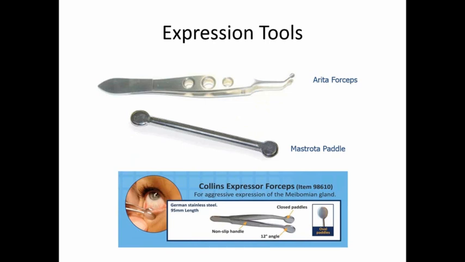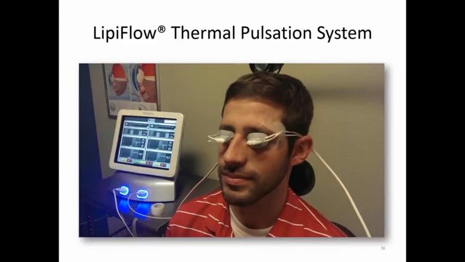It was invented by Kathy Mastrota, who's an expert in her own right on meibomian gland dysfunction. The Korb forceps need to be used carefully because they can be painful, but they can be effective, although it takes a while to apply them properly. And the Collins forceps are somewhat problematic because of the large surface area. They have to be applied gingerly because they can be painful, but they can be effective.